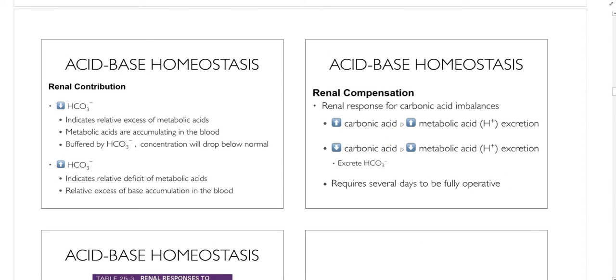So if we've got an increase of acid in the body, we are going to have the kidneys excrete more hydrogen ions into the urine. If we have not enough acid in the body, it's too low, and we're alkalotic, then we're going to decrease how much hydrogen ion is excreted into urine by the kidneys. But this takes several days for it to be really fully operative. The kidneys just take a bit of time to ramp up, to get going, and to really do their business. It's a slow process.